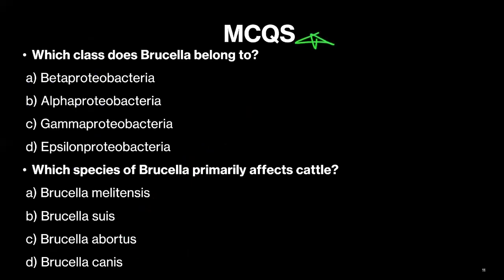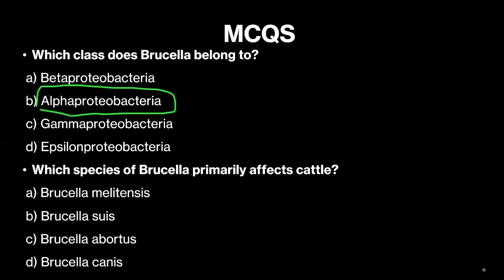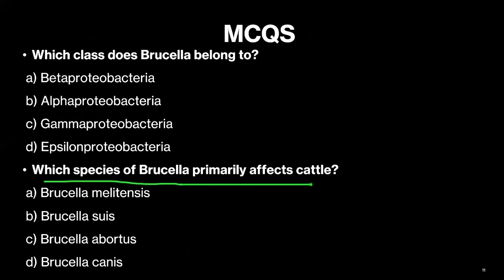Next, we will discuss the important MCQs related to the Brucella. So, which class does Brucella belong to? Give me the answer. Yes, alpha proteobacteria. So, you just try to answer first before I talk to you. Which species of Brucella primarily affects the cattle? So, that will be the Brucella abortus.